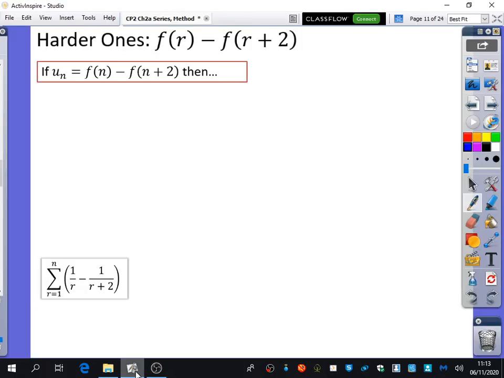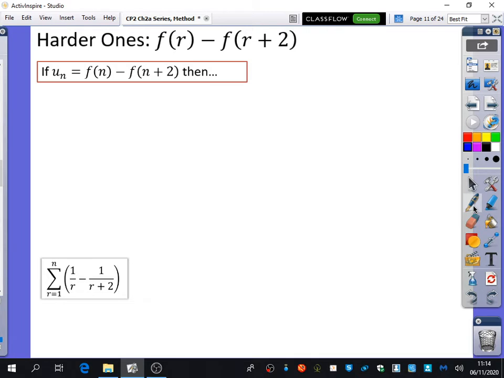Okay, so the next ones we want to look at, I've said they're harder ones, where instead of it being f of r minus f of r plus 1, it's f of r minus f of r plus 2. So we're just going to think about what the patterns will look like for this one. We're going to start off doing it in function notation, and as you remember from the previous ones, we're going to do some of them in just substitution and then some of them using the function notation, just to have an understanding of how both of these look together.